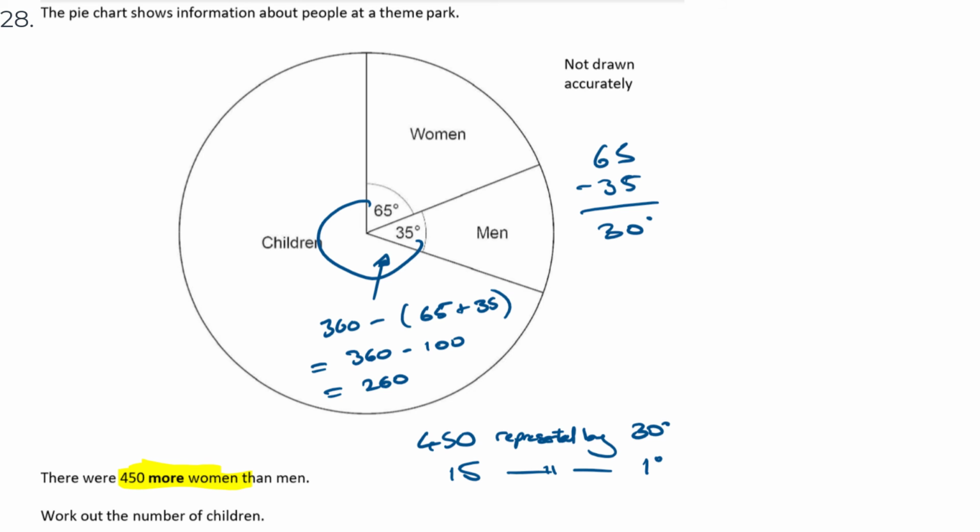So then the number of children then is going to be 260 degrees multiplied by 15 children per degree. So what's that? 260, I think it's 3,900. Let me just double check. 260 times 15, 3,900.